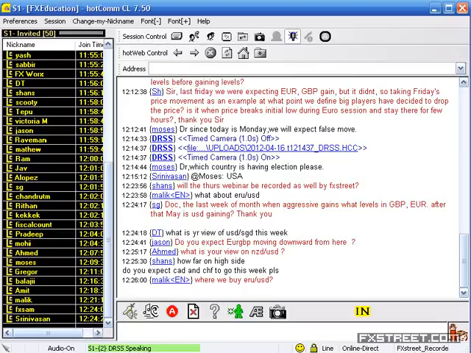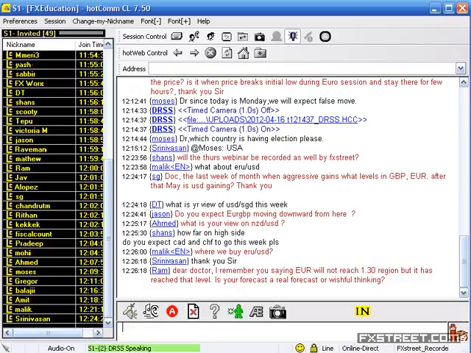Last Friday, we were expecting Euro GBP to gain, but it did not. Taking Friday's price movement as an example, at what point do we define that the big players have decided to drop the price? They don't just drop the market like that. They gain before that, after gaining the levels, say around 1.32, and then stop cutting the new high and try to make an extended move.